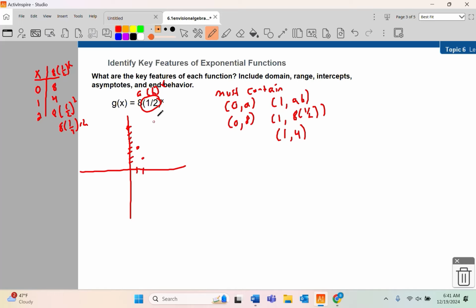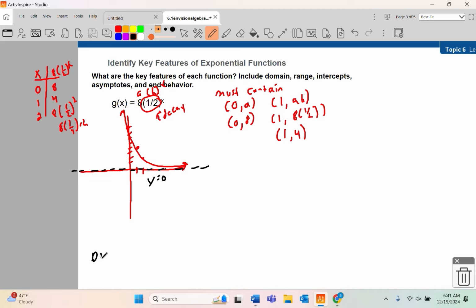This is actually what we call decay. There's a rule about decay. It is decay because you are decaying or decreasing from left to right. So this thing's going to start high, and it's going to come in and it's going to flatline on the x-axis. A flat line on the x-axis happens to be its horizontal asymptote.